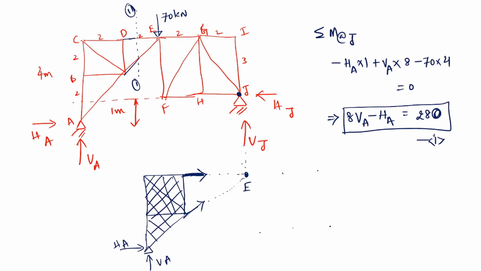There is a force also. So now what do I want to do? I want to take moments about E. This is the E point, right? About E, I want to make it 0. Now what are the forces you can consider here? Due to HA you can consider, due to VA you can consider.